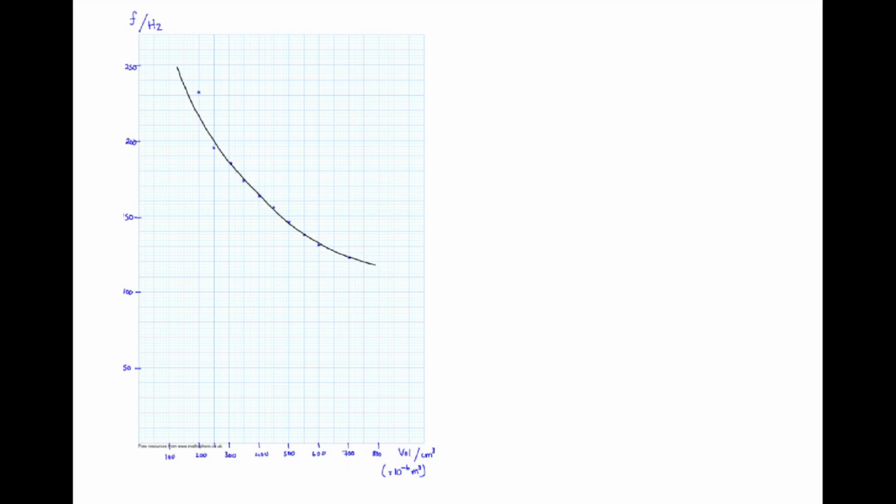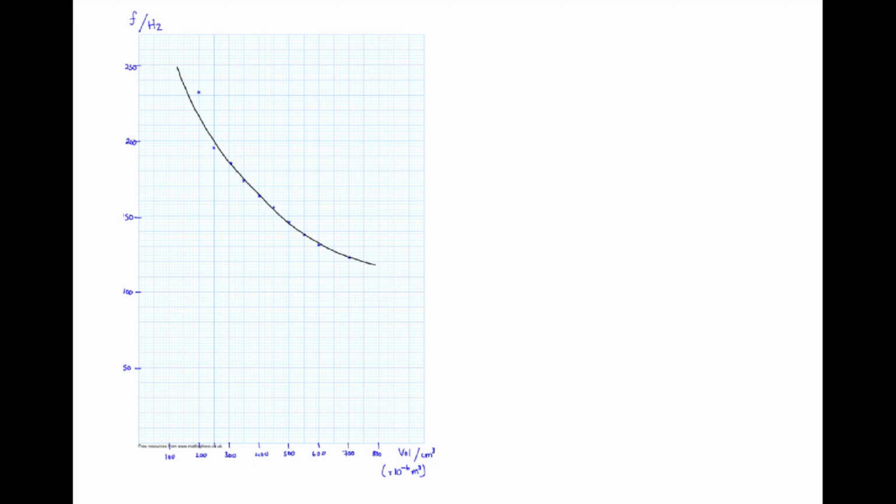Right, now you've got your results, let's have a look at what you can do with them and how to find a value for the speed of sound. Here are my results. I've plotted a graph of frequency on the y-axis against volume on the x-axis. If you don't have graph paper, there are plenty of places to download it online, but you could just as easily do this on a spreadsheet, which I'm going to do in a moment.